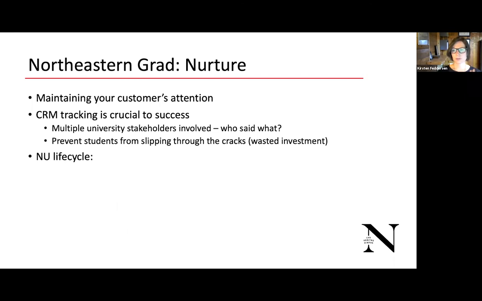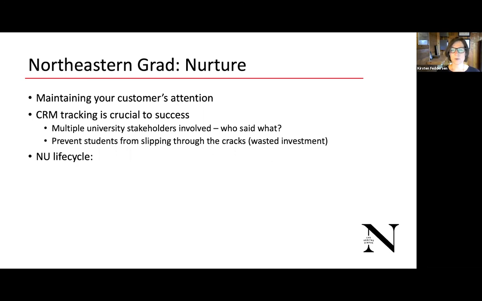So in terms of nurture, this is the other piece that I mentioned earlier. What we're trying to do at Northeastern is really focus on, okay, we've gotten our customers' attention. How do we maintain that through to the point of matriculation? And Laura and Ellie mentioned this earlier, being able to track interactions with students is really crucial to success, particularly in a complex organization such as Northeastern.